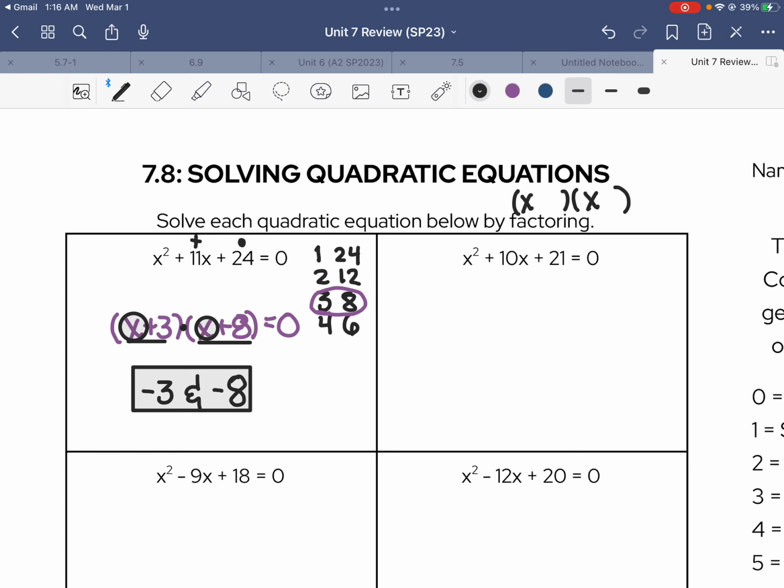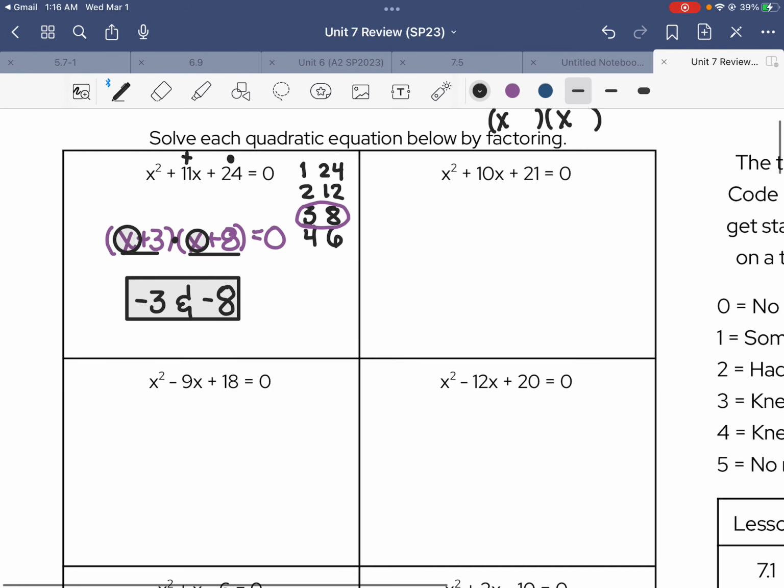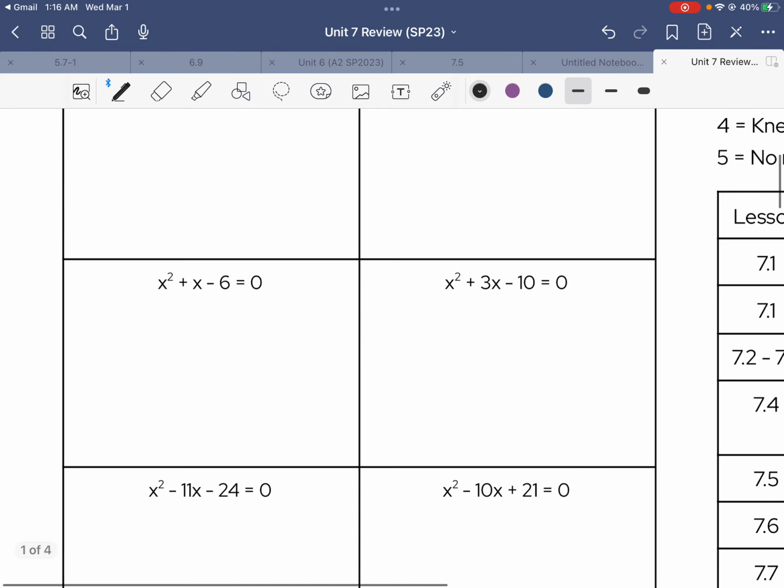Now, I'm not going to do the problem next to this one because it also has two positives. What I'm going to do is I'm going to go ahead and skip down all the way to the third one down because it multiplies to negative 6 and adds to the number in the middle, which is 1. So if you don't see a number in front of x, it's always a 1.